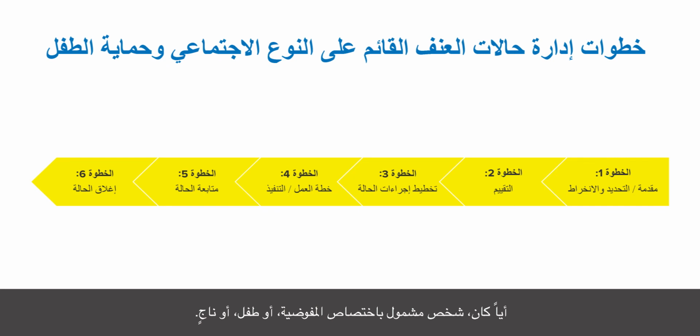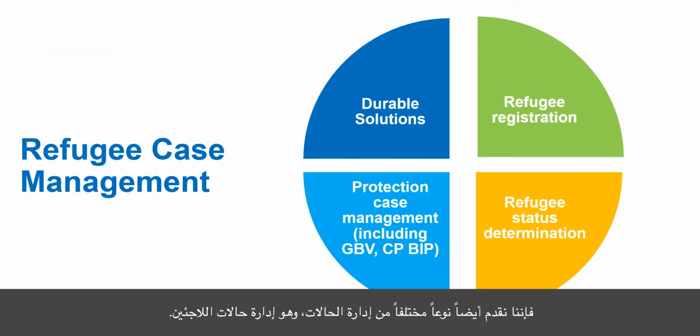Now, where we oftentimes get into some confusion, both internally with our colleagues and externally with other actors, is that we also use the term case management for a different purpose. What we've just reviewed here, steps 1 through 6 and the overall purpose of giving this continuity of care, is specifically for gender-based violence and child protection case management. But because we are UNHCR, with our specific mandate for refugee protection, we also do a different type of case management, and that is refugee case management.